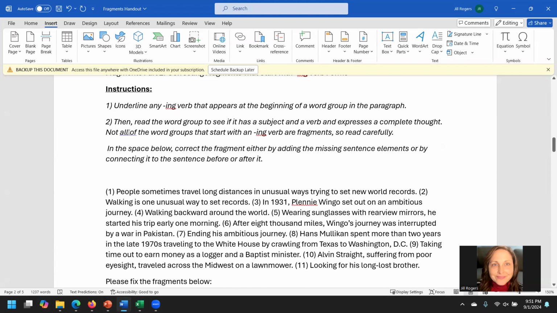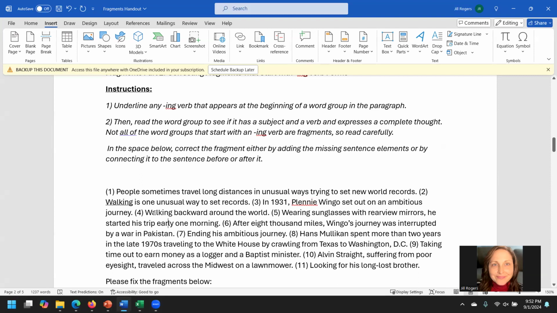The next thing then is to read the word group to see if it has a subject and a verb and expresses a complete thought. I will do this first example for you. Okay, so let's go ahead and see. I underlined this one, but that's okay because that's a gerund, and it's a subject. Walking is one unusual way to set records. Wait a minute. I just learned that walking can be a subject and it has a verb behind it, so this is not a fragment. This is an okay sentence.